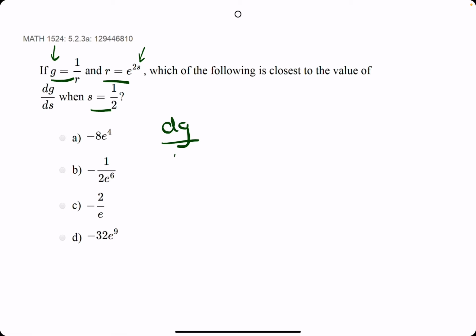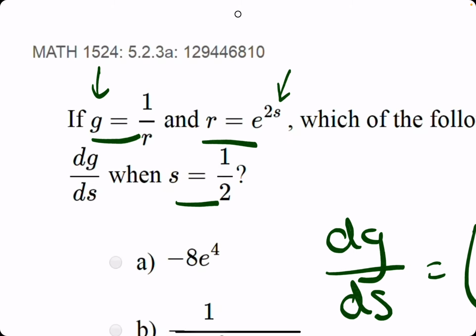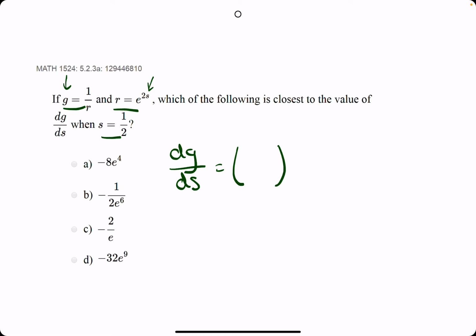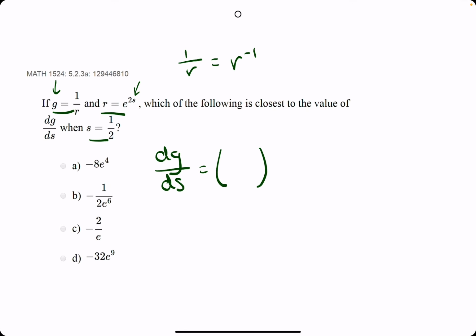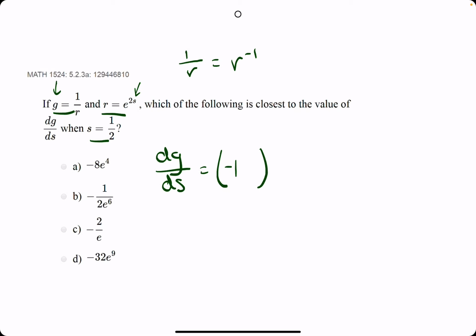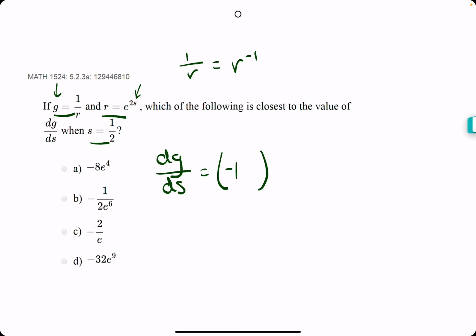So in order to find dg over ds, we're going to find dg over dr, the derivative of g with respect to r. So let's break this down. We need to find the derivative of 1 over r. So we want to rewrite it first as r to the negative 1. Now we can find the derivative using the power rule. We bring down the negative 1, leave the r, and then subtract 1 from the exponent, giving us negative 1r raised to the negative 2. I'm going to go ahead and rewrite this as negative 1 over r to the positive 2. Negative exponents can be written as positive exponents in the denominator, or vice versa. If they start in the denominator, they end up positive in the numerator.